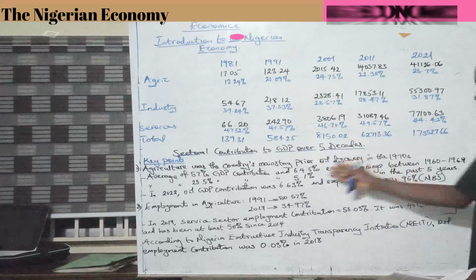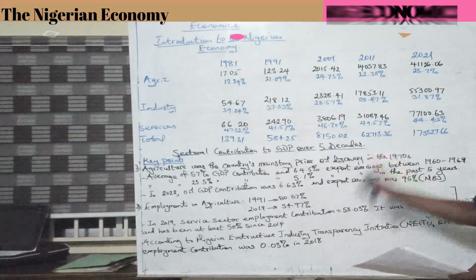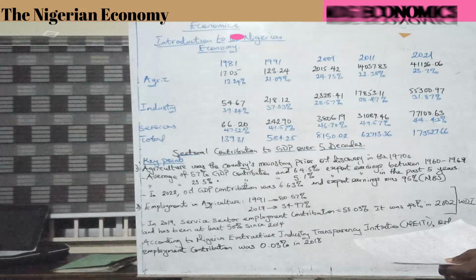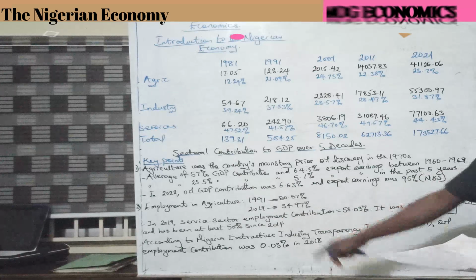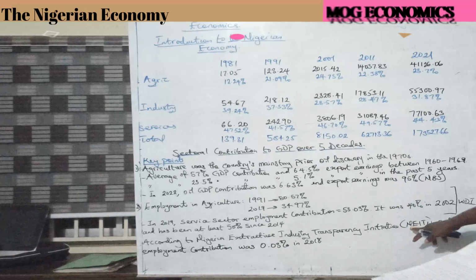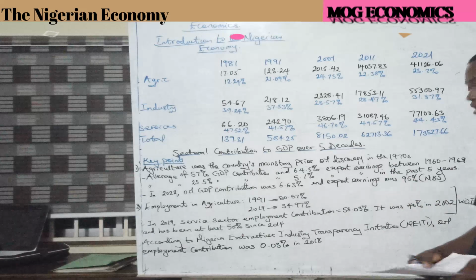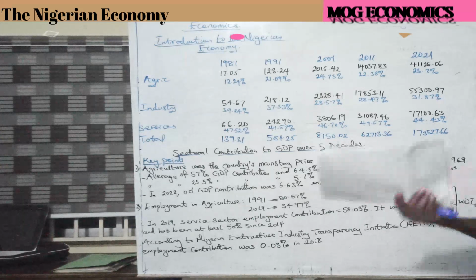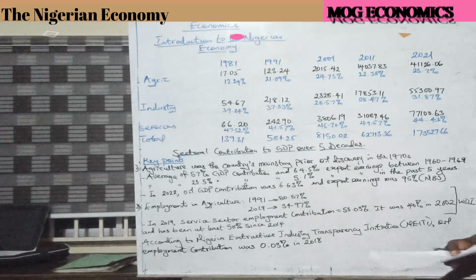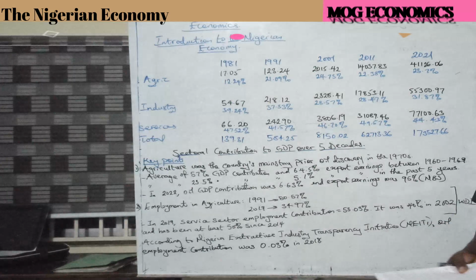So the current scheme of things as far as Nigeria is concerned is that the service sector is the biggest employer of labor in Nigeria. Okay, and according to another data source, the Nigeria Extractive Industry Transparency Initiative, NEITI, oil employment contribution was 0.03% in 2018. Now, what's going on? Oil is a major foreign exchange earner, but it's contributing less than half a percent to the country's employment.